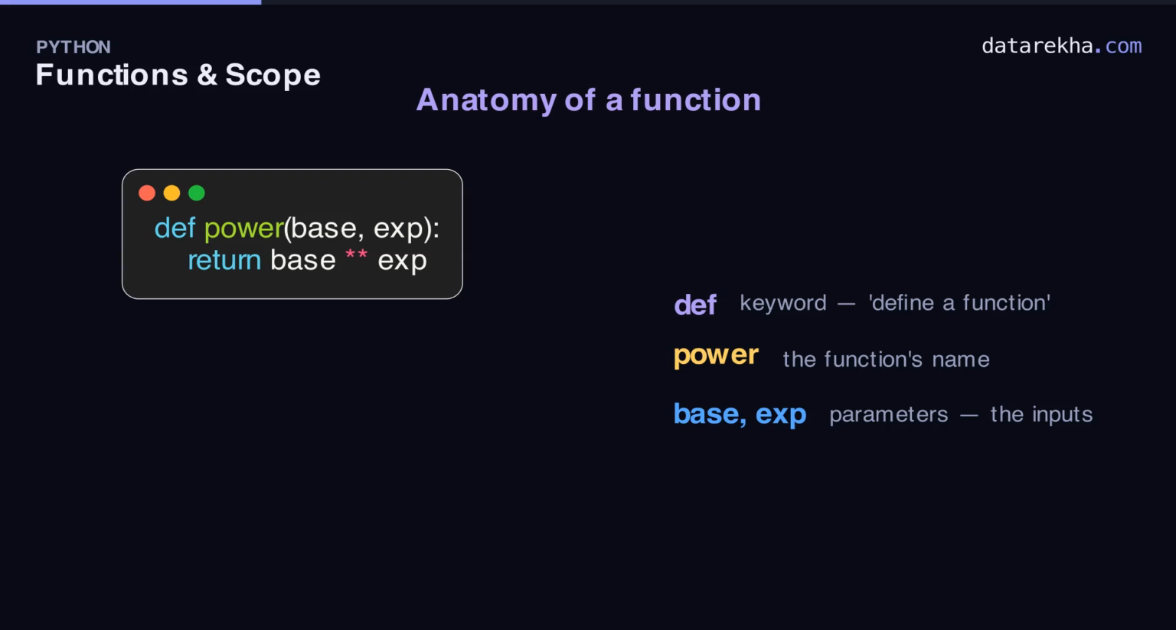When we actually call the function, the values we pass in are called arguments, and they fill these slots, and the body runs when called. Return ends the function and sends one value back to whoever called it. This machine raises base to the power exp and returns that result.